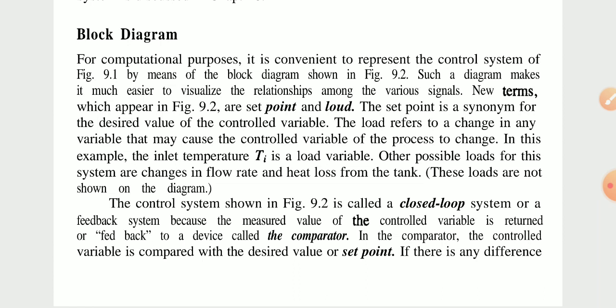The set point is a synonym for the desired value of the control variable. The load refers to a change in any variable that may cause a change in the control variable of the process. In this example, the inlet temperature Ti is a load variable. Other possible loads for this system are changes in the flow rate and heat loss from the tank. These loads are not shown in a flow diagram.